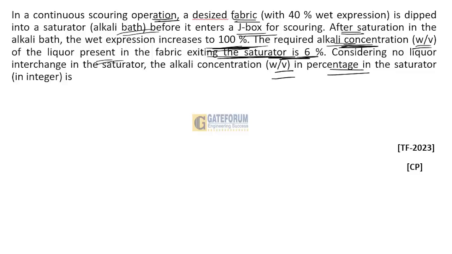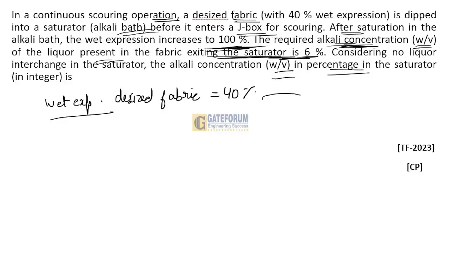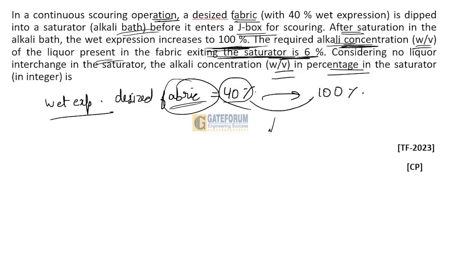Since you know that the wet expression of the desized fabric is given as 40%, and after saturation it comes out to be 100%. Desized fabric means it does not have any size content, and after scouring it contains all these alkali concentrations. So what is the increase in alkali concentration? It is 100 minus 40, which is 60%. 60% is the total increase.